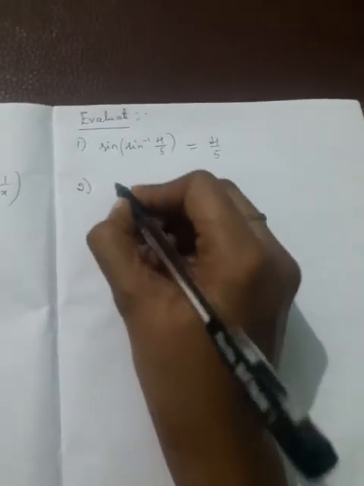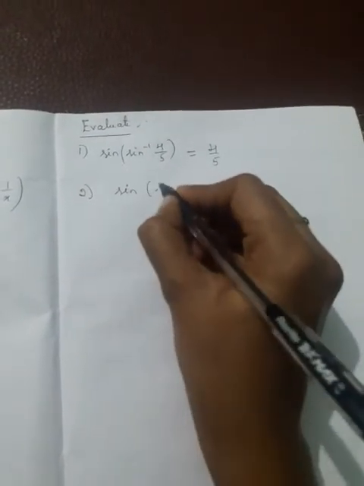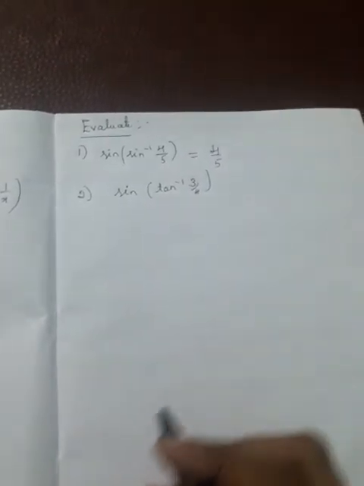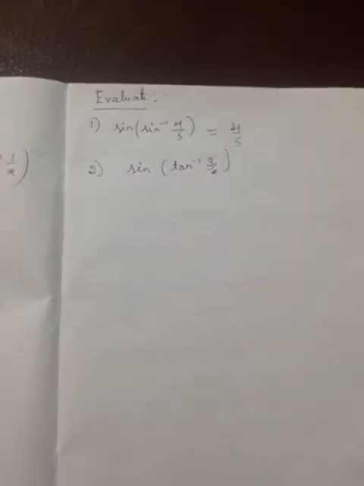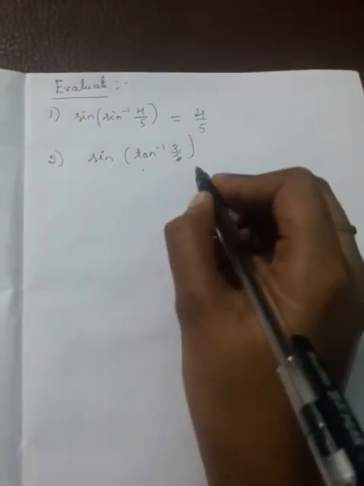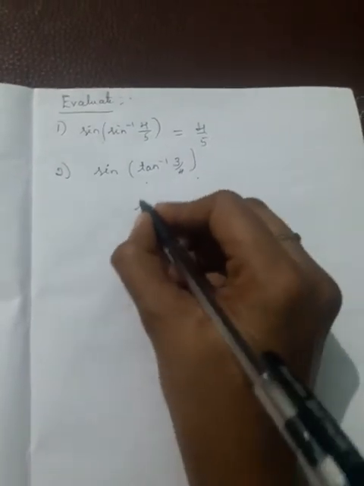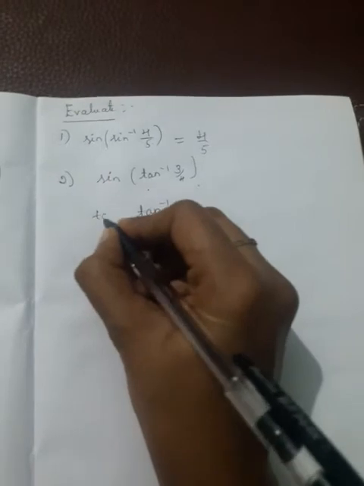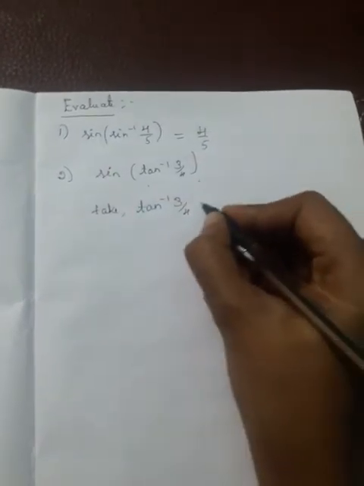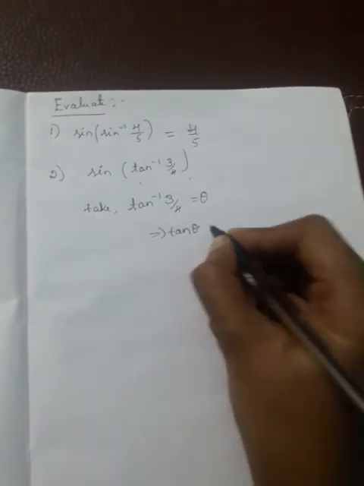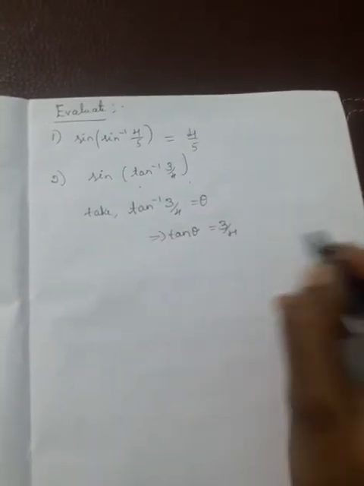The next problem is sine of tan inverse of 3 by 4. Sine of tan inverse of 3 by 4. First we have to convert this tan value into sine value. Let us take tan inverse of 3 by 4 is equal to theta. That implies tan theta is equal to 3 by 4.